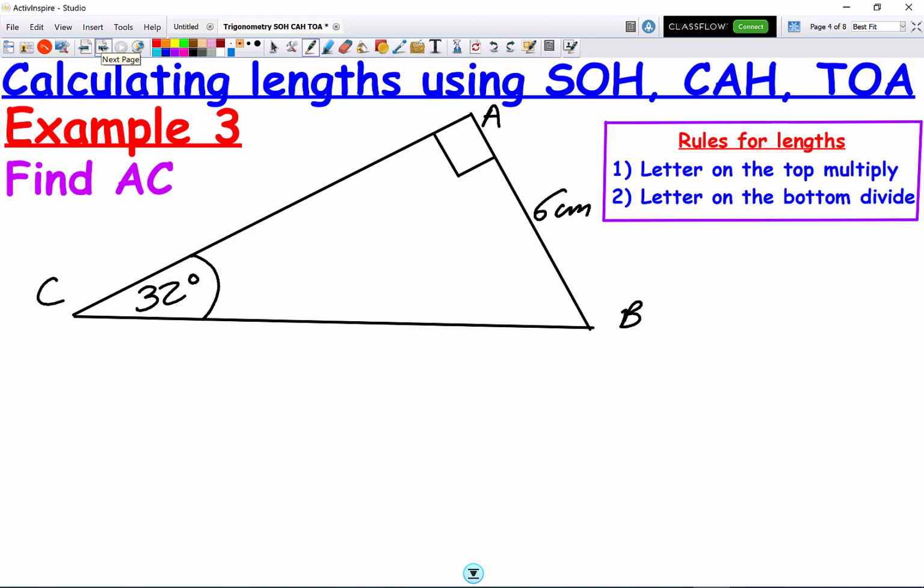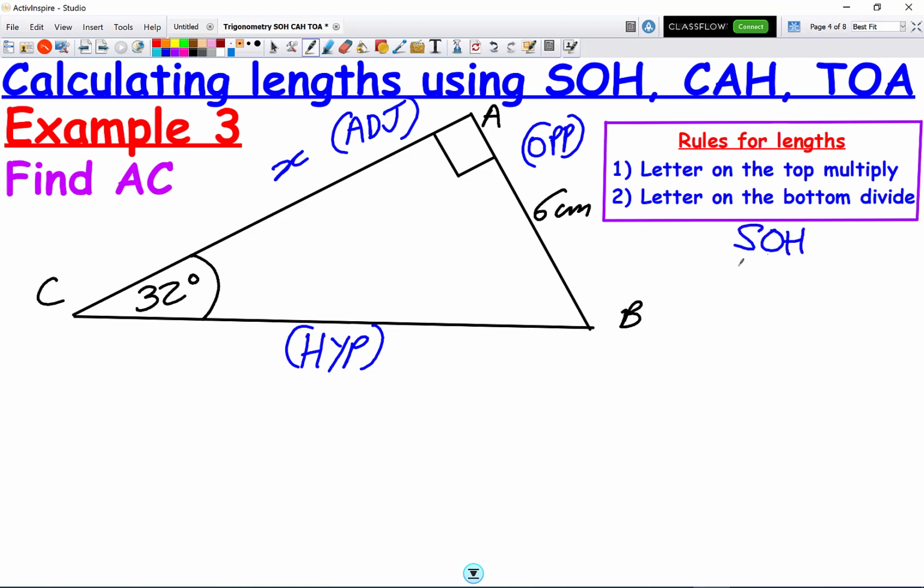We've got one more question for you to try. Pause the video, and when you're done, you can look at my worked solution. Okay, welcome back. We have another question here. We want to work out AC, so let's call that X. We label the side opposite the right angle, which is the hypotenuse. Then we label the side opposite the acute angle, the opposite side. And the last side is the adjacent side. Then I can write SOH CAH TOA down. Which side has got no letter or no number on it? It's the hypotenuse. So I can cross out the first two and I'm left with TOA.